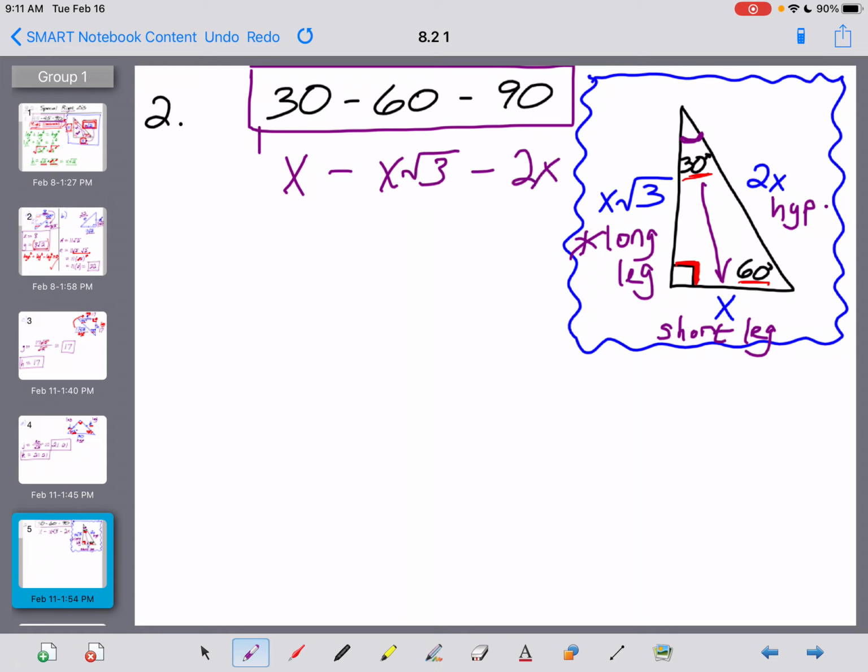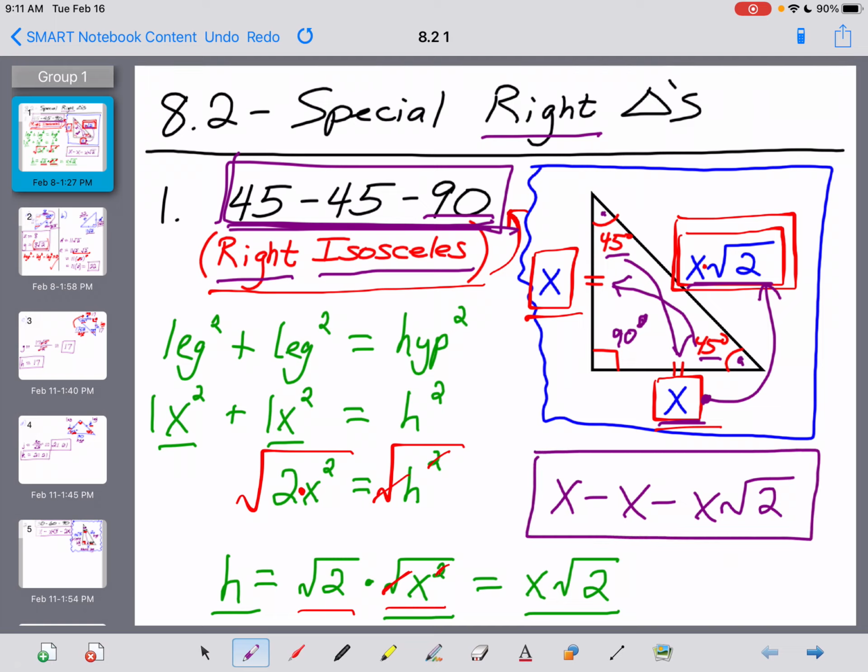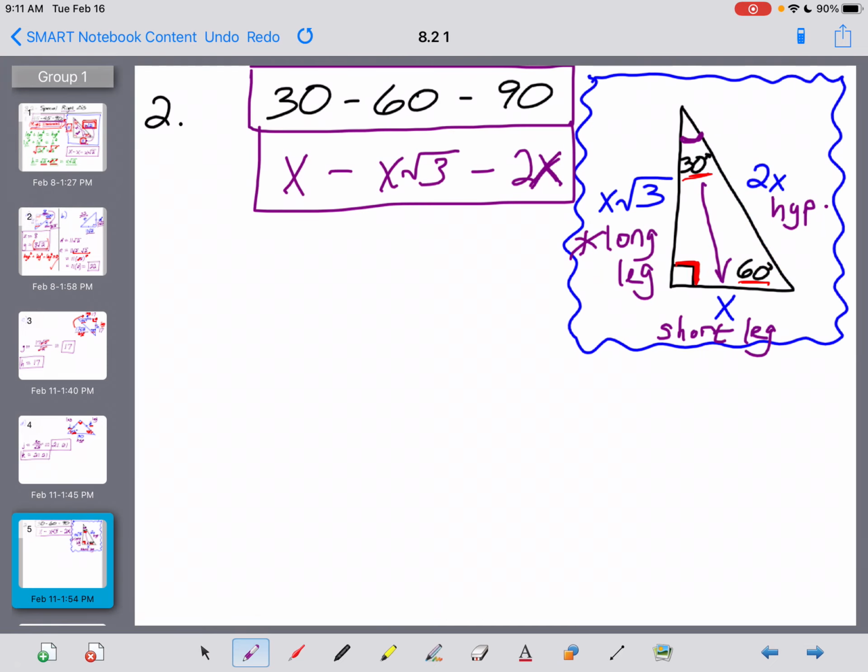2x. I never really wrote that out that way for 45, 45, 90s. But that one, in fact, let me go back and do that here. Did I leave myself any room? It would be x, x, and then x times the square root of 2. So that's the pattern you're going to need to have memorized, or written down, as it were, this year. With a 45, 45, 90, here's what it is on a 30, 60, 90.